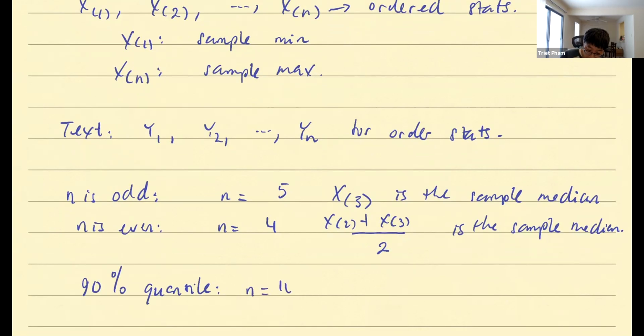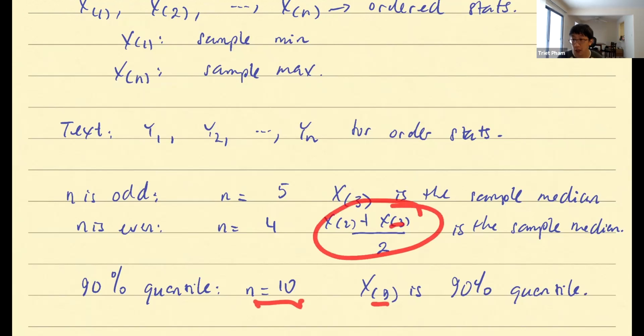If you have a perfect sample, meaning 10, a perfect number, then of course the ninth one is the 90% quantile, meaning 90% of the sample is below it, 10% is above it. But when n is not 10, then it's still some kind of average like this to get to the 90% quantile. But the rule, at least for me, is unclear. I don't look into this stuff too much.